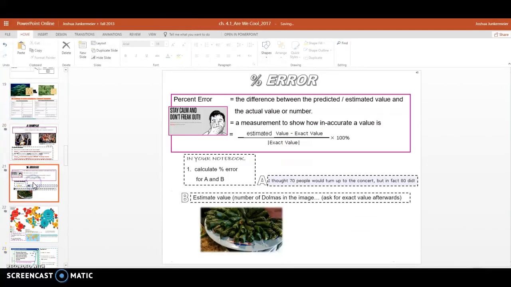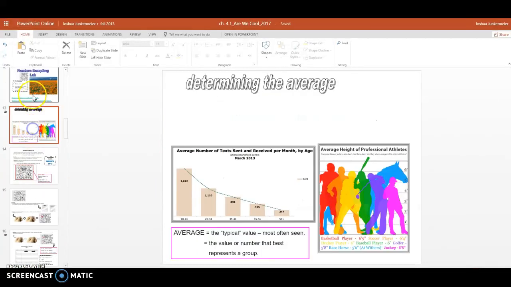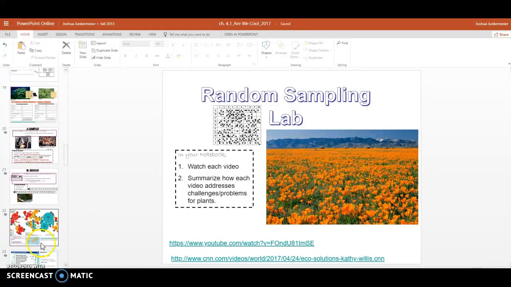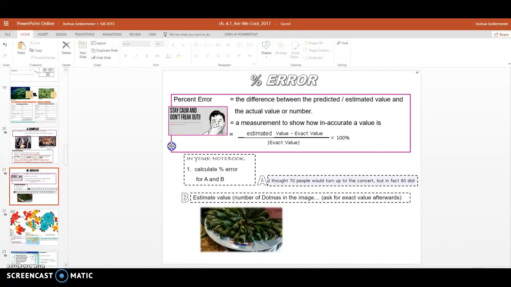All right, moving on, we have slide 21. Slide 21 is important for our random sampling lab. Slide 21 teaches us what percent error means. So in your notebook, go ahead and copy down percent error, please. So go ahead and pause and get down percent error.